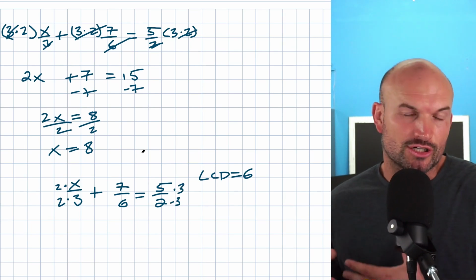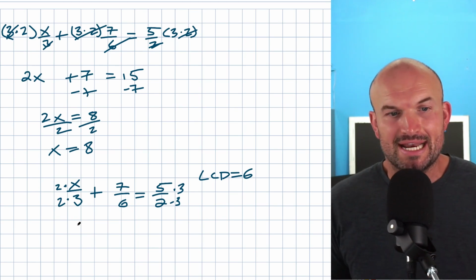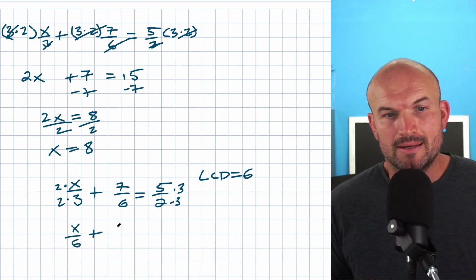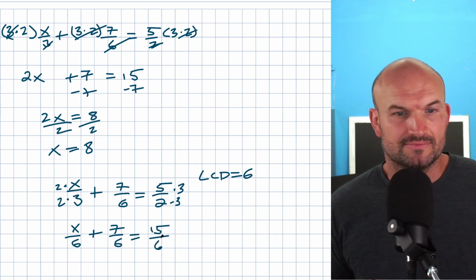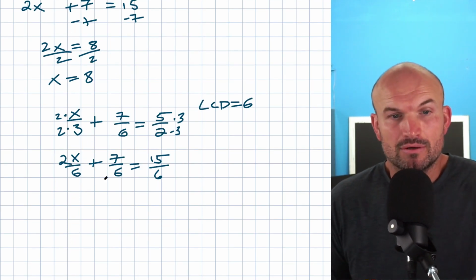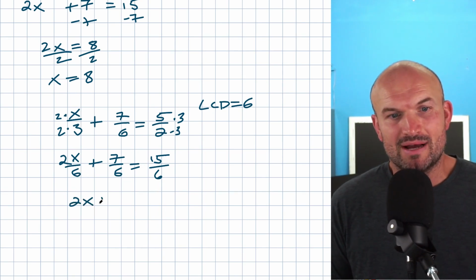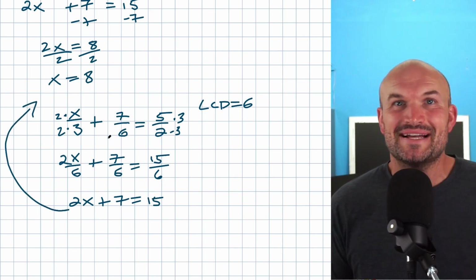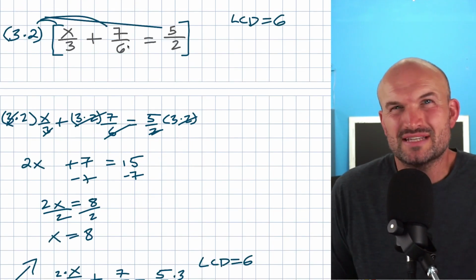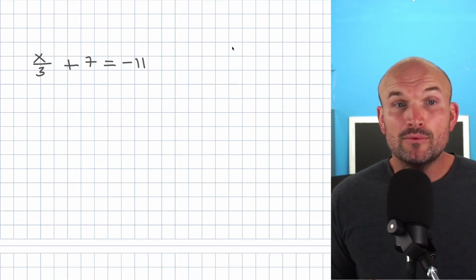So once you have a good understanding of what the LCD is, then you can just go ahead and quickly obtain it. So therefore I have x over 6 plus 7 over 6 is equal to 15 over 6. But now you can see that I have an equation where all of my denominators are exactly the same. So I can just set this as 2x plus 7 is equal to 15. And guess what? You're going to get the exact same answer that we just showed. Also, you could use the inverse operations, but that's just not really something I would recommend for a problem like this. But what about when you have one fraction?